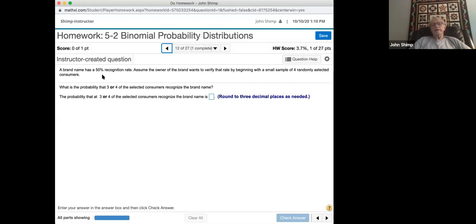All right, a brand name has 50% recognition rate. Assume the owner of the brand wants to verify that rate by beginning with a small sample of 4 randomly selected consumers. Okay, so let's figure out, is this going to be a binomial situation here? They select 4 people. What's the probability that 3 or 4 of the selected consumers recognize the brand name?